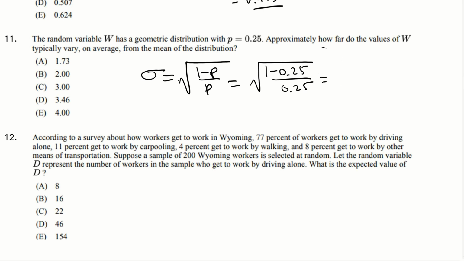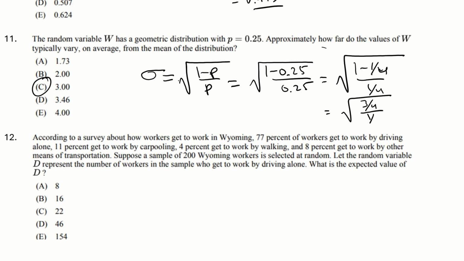All right, and we calculate that. And when you calculate that, you should get 3 around there. I think that makes sense because we got the square root of 1 minus a fourth divided by a fourth. You get the square root of 3/4 divided by a fourth.